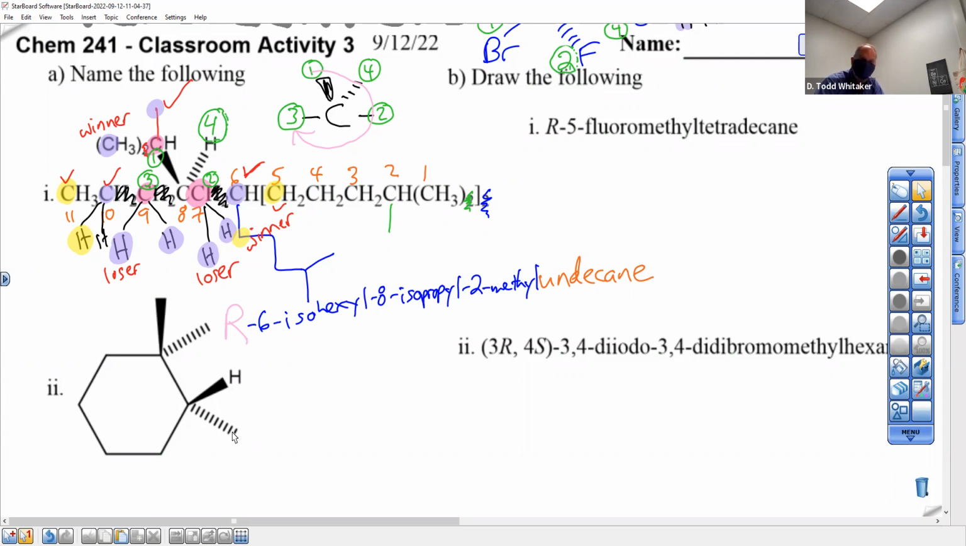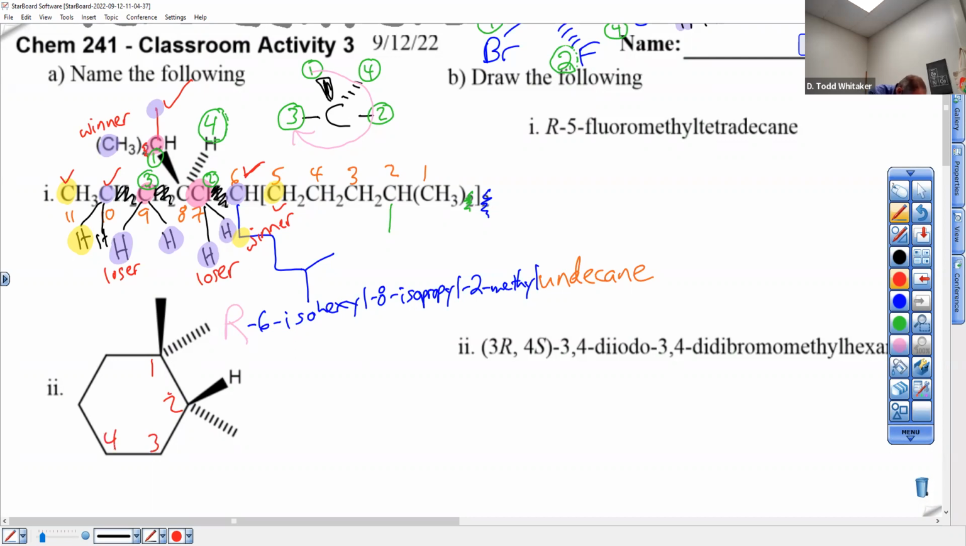Where's carbon number 1 of the ring? This or this? Top or bottom? Top. Because if you go that direction, you get a group on 1, and then the next group is also on 1. If you'd started down here as number 1, your second group is on number 2. This is the only correct numbering system for the ring.